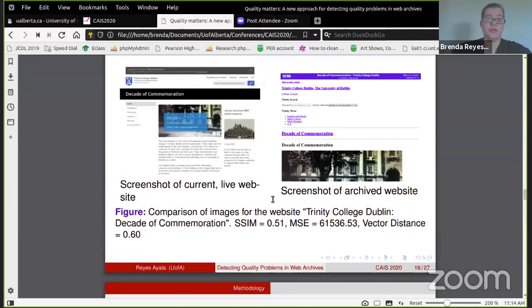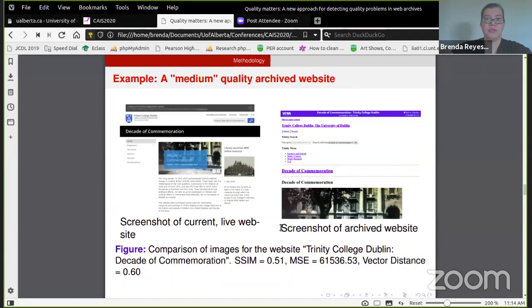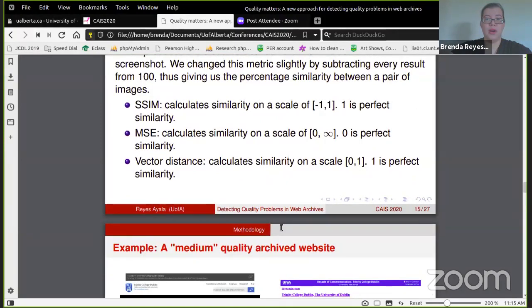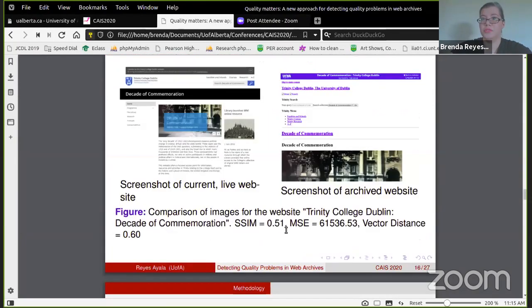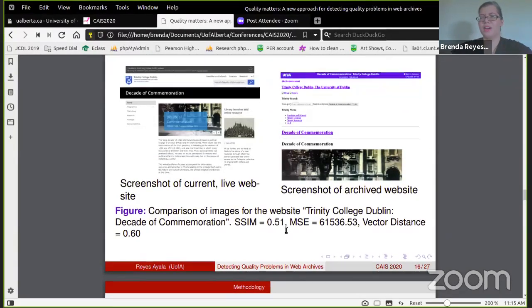So when you run this through the SSIM algorithm, it pops out a 0.51. And you have to remember that 1 is perfect similarity. So they're like, oh, it's half there, right? And MSE is 61,536, and the vector distance is 0.60 as opposed to 1. So they're like, well, we're halfway there, right?